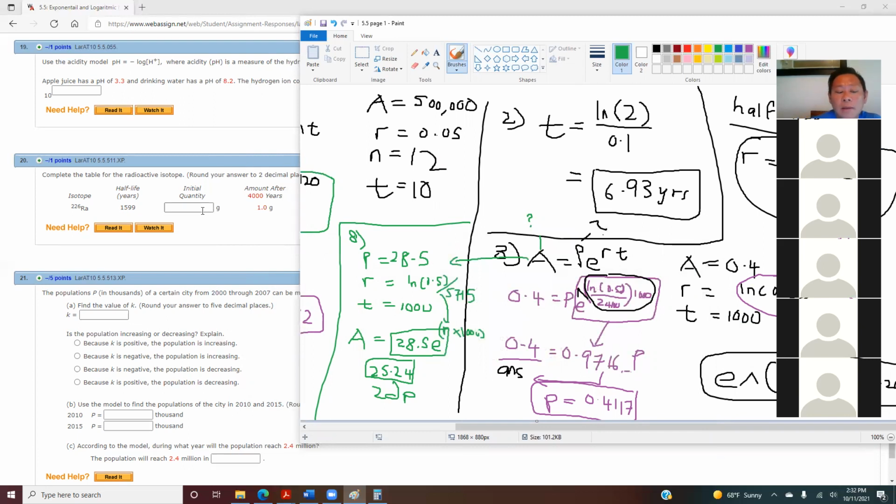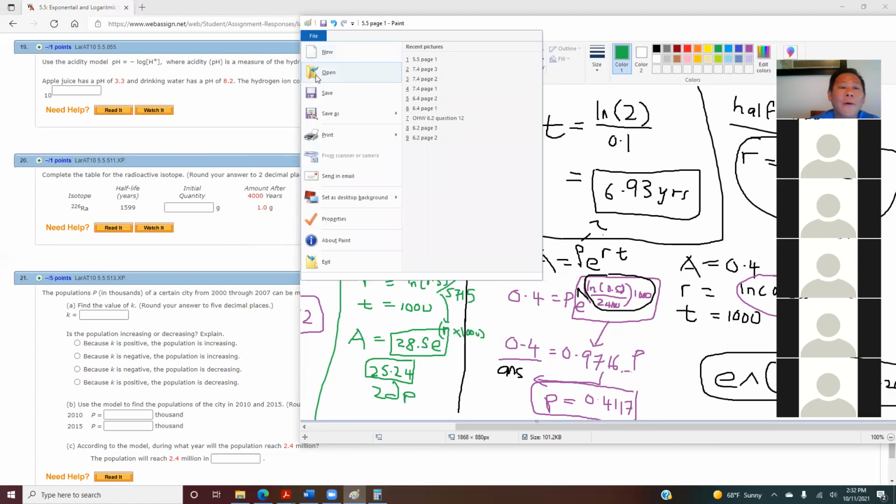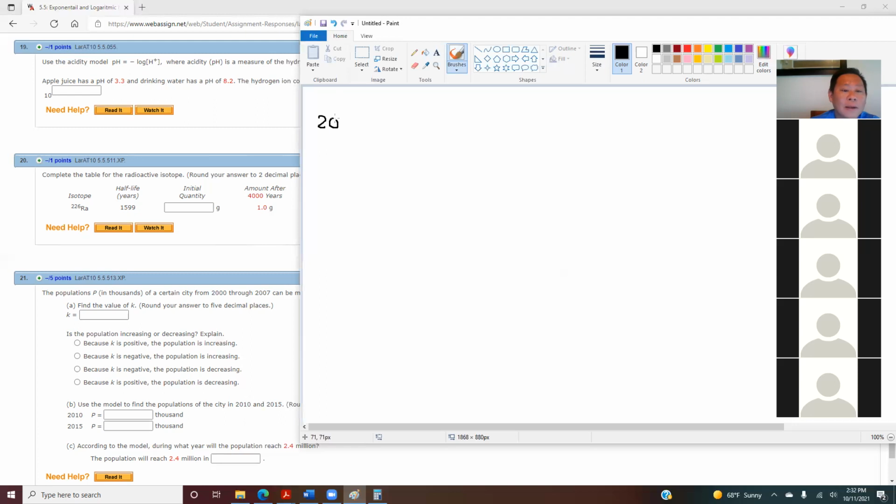On question 20, this 1 gram that you see, is that A or is that P? Let me repeat. Is that A, the final amount, or P, the initial amount? A, this is A. The initial amount is what you need to find. Okay, class, make sure you read the question really carefully here. So on question number 20, A in this case will be 1 gram.